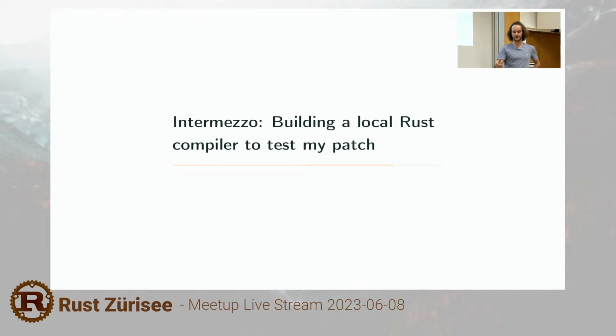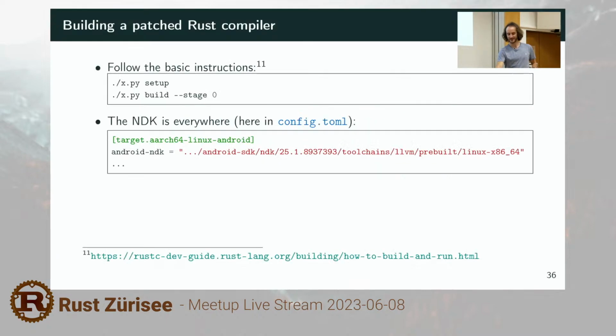I just want to mention something about this patch. Before sending my patch, I wanted to be confident that it actually works, so I had to build a local Rust compiler to test it. Who here in the audience has compiled rustc before? Okay, like a third of the people. That's good. In the beginning, I was a bit daunted by this process. I thought, well, rustc is a big thing and so on. But it turns out that the building guide is actually quite good.